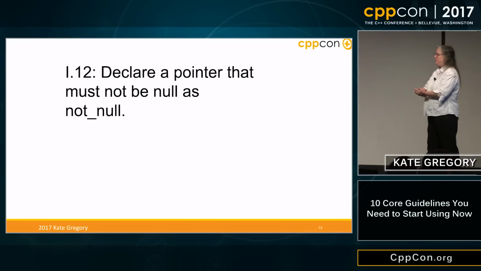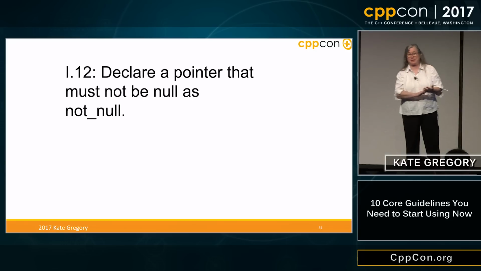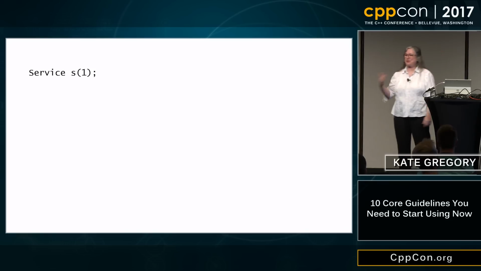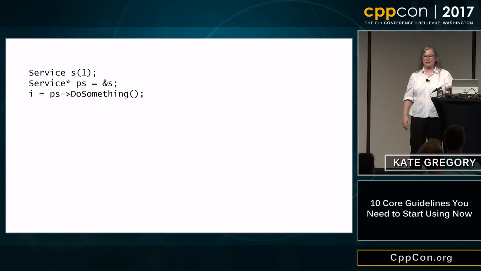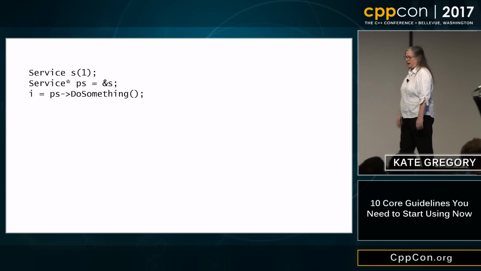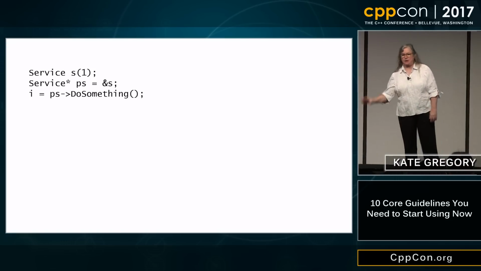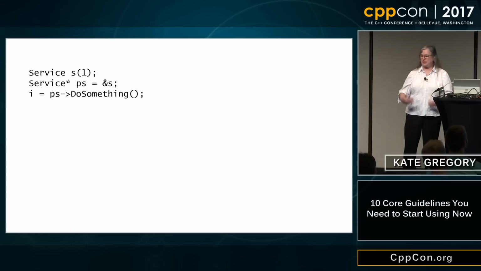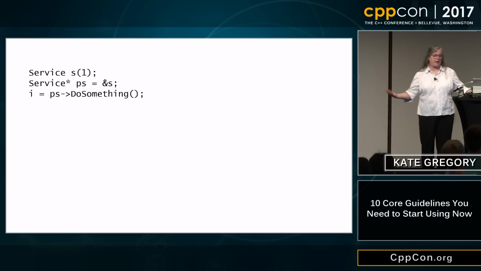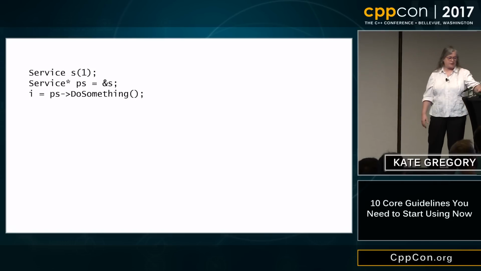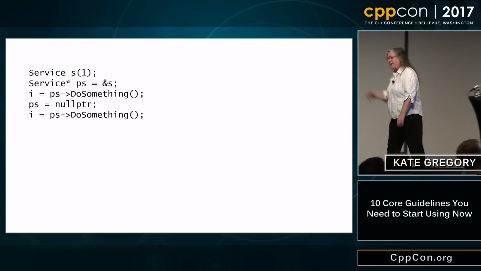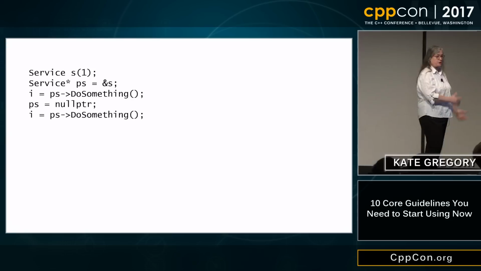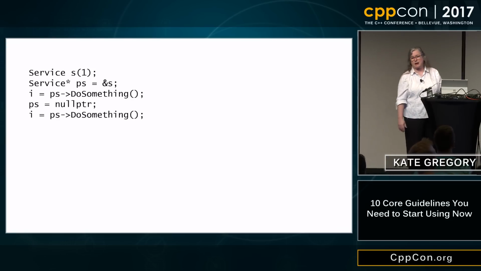A pointer that must not be null. Have any of us ever met a pointer that must not be null? Gee, does that ever happen? Imagine some service, S. I'm going to take its address and then use that to call do something. The sort of code that only ever appears on slides, because why wouldn't you just have said s dot do something? I know. But you know this is safe code, right? There's no way that PS is null. Unless, of course, I were to set it to null pointer and then immediately try to call do something. And what will happen? I will get a null pointer exception. And if all our null pointer exceptions looked like this, my hair would not have any gray in it.